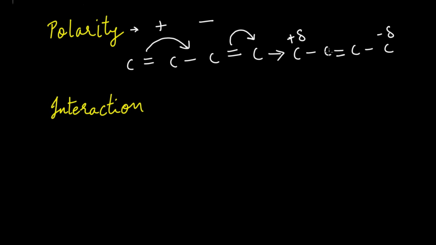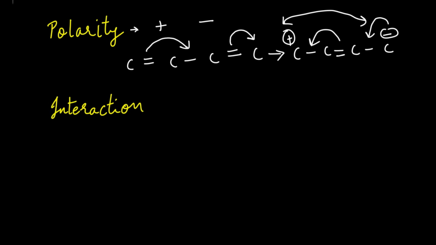Or in this case, since we know that there is complete transfer of electron as compared to that of inductive effect, we can simply write positive and negative charge. So this carbon will be positively charged and this carbon will be negatively charged. Again, due to resonance, this will transfer back to these positions. So in this particular case, polarity is created between first carbon and last carbon with a positive and negative charge.